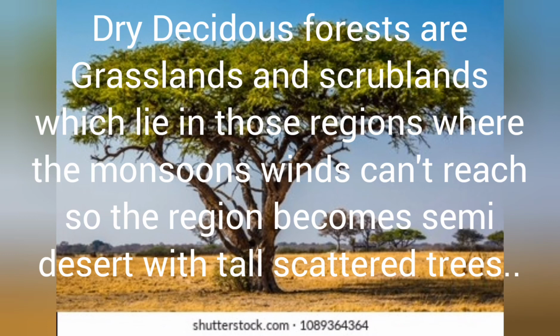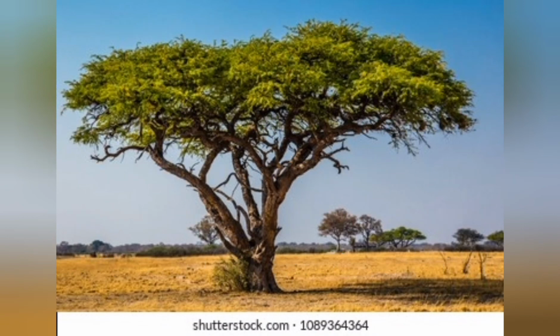There are also regions which have dry deciduous forest. Those regions receive very little rainfall as they basically lie on the leeward side or where the clouds are not able to reach. So these regions are basically scrublands and grasslands, which are also called savannas, where the trees are basically very tall and very scattered, and it's a semi desert condition.